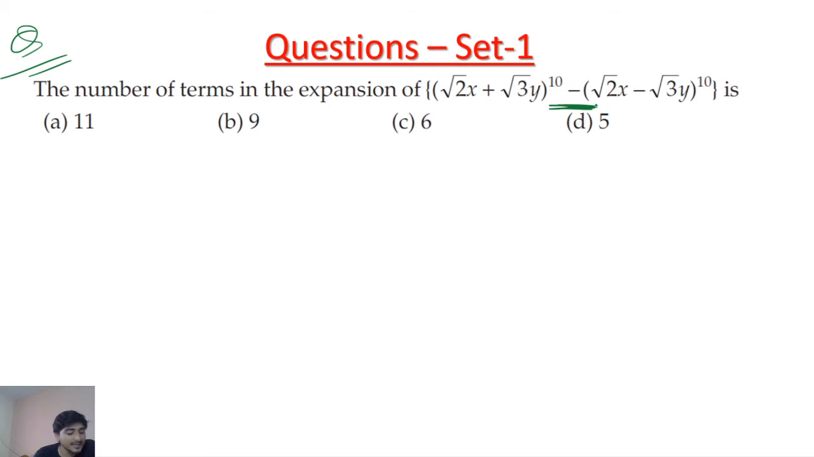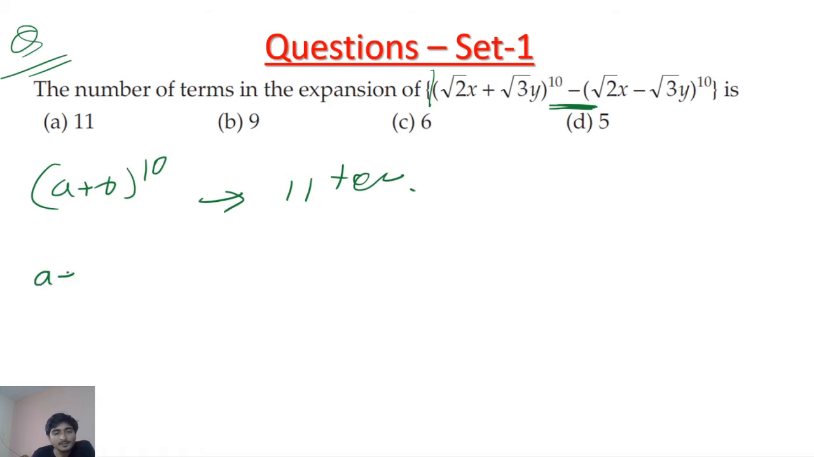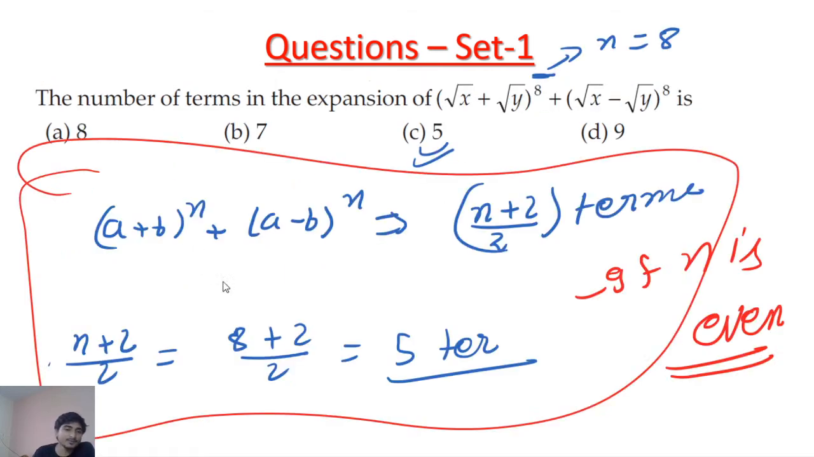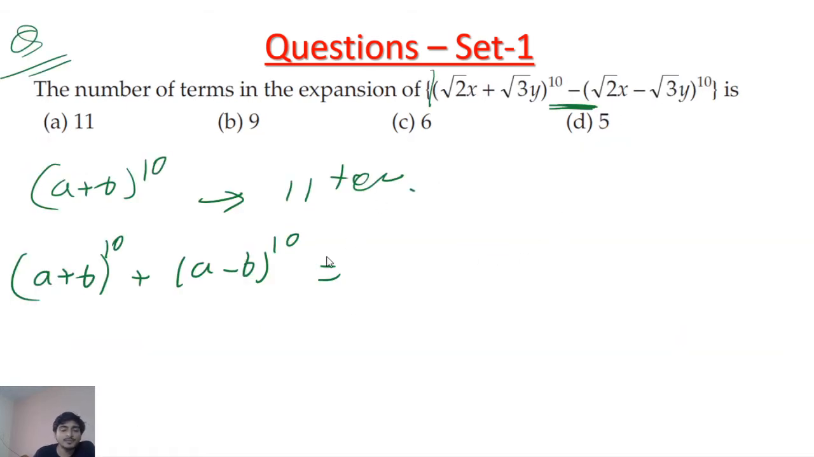When it is negative, in total, if you don't have anything, then the expansion of (a plus b) to power 10 will have how many terms? 11 terms, right? And when you are doing (a plus b) to power n plus (a minus b) to power n, here 10, how many terms are there? When we are adding, it is (n plus 2) by 2. In this case you will have 6 terms, right?